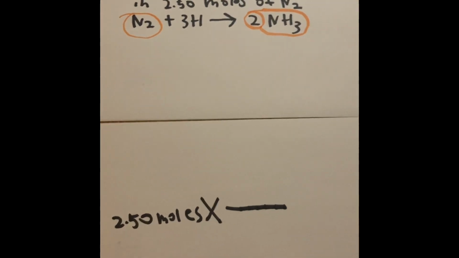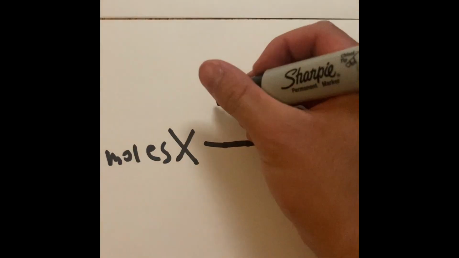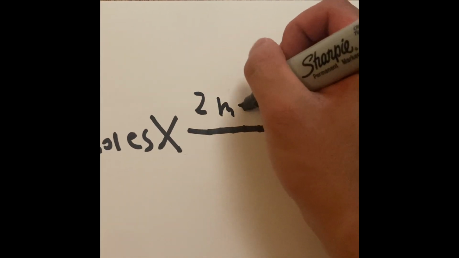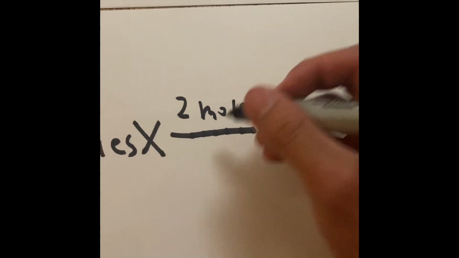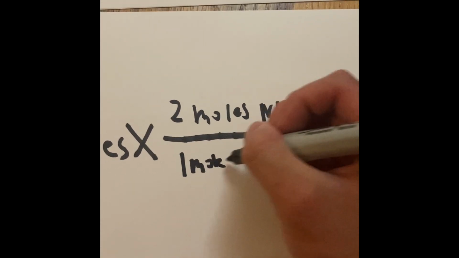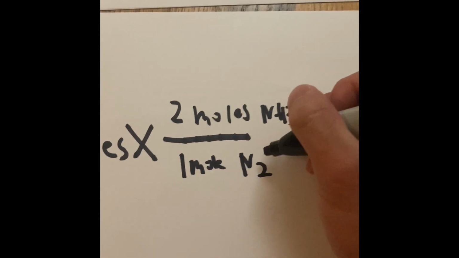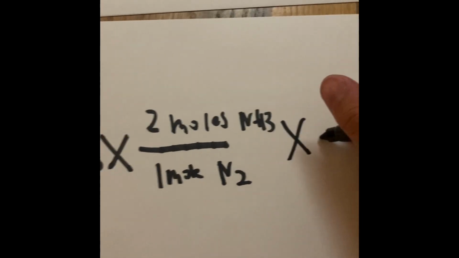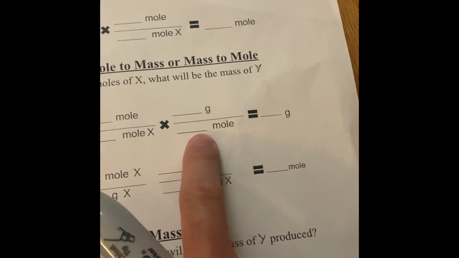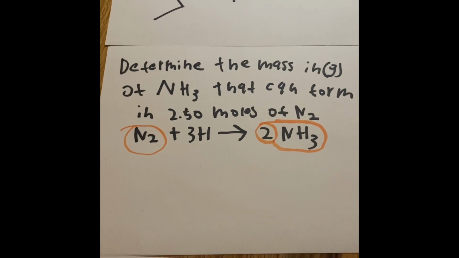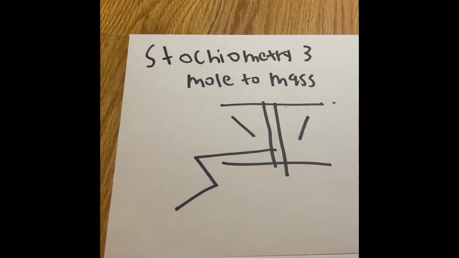So we're going to say 2 moles of NH3 divided by 1 mole of nitrogen with a subscript of 2. Then we have to multiply again by, we're kind of stuck because we need grams per mole of NH3. This is why, just like at the beginning of the last video, we have to find the molar mass of NH3 by itself.